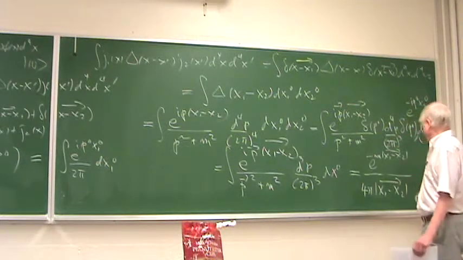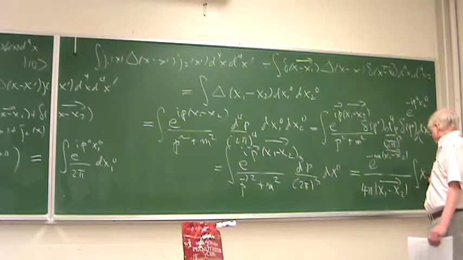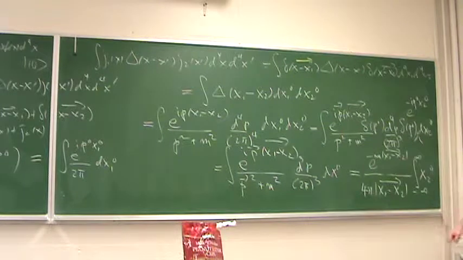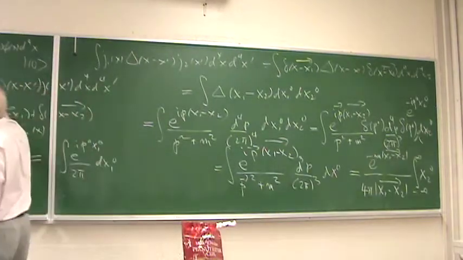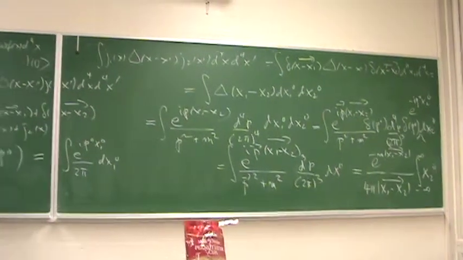And what do we have left? Well, we have this crazy integral over x20 from minus infinity to plus infinity. This is the t that I was talking about. So by doing it in space-time, first of all, the calculation is simpler, and secondly, we get directly this t integration.